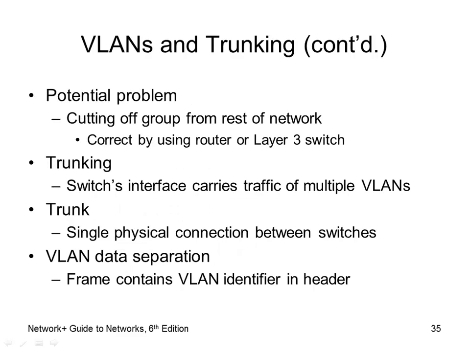So a problem with VLANs is that you have potentially cut off a group from the rest of the network. Because you've made it a separate broadcast domain, now it has no connectivity. So the way that you have to connect that to other networks with VLANs is with a router. And this is where the lines get kind of blurry. A layer 3 switch can also act as a router for VLANs. It's doing a routing function even though it's a switch.